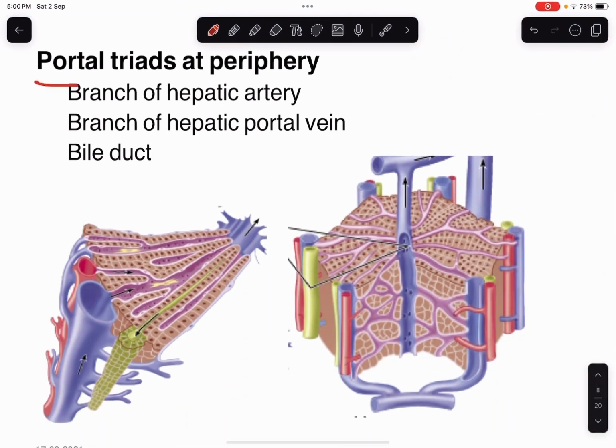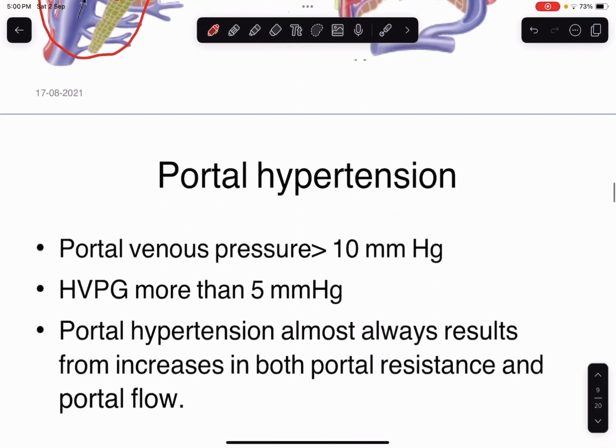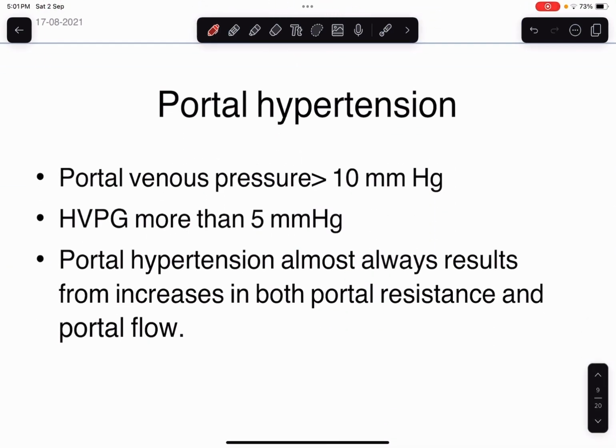Portal triads at the periphery, as I have just mentioned, contain a branch of the hepatic artery, a branch of the portal vein and the bile duct. Okay, hepatic artery, portal vein and the bile duct. Now, what is portal hypertension?